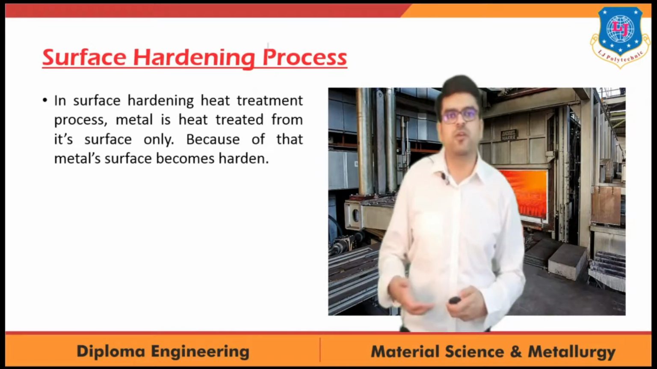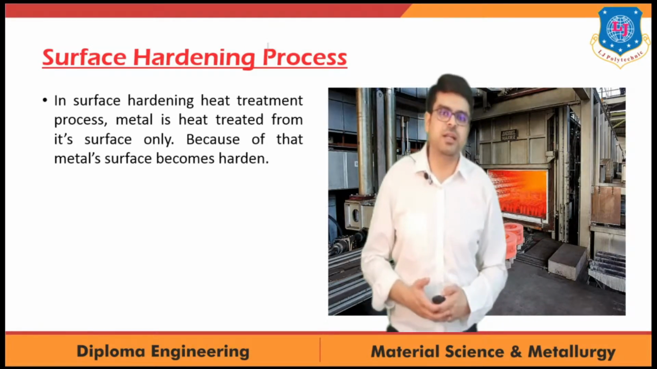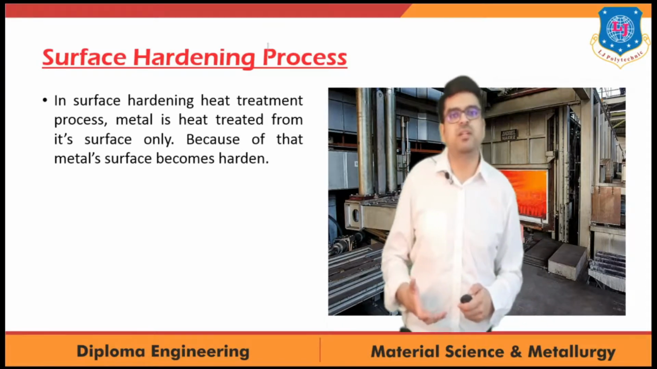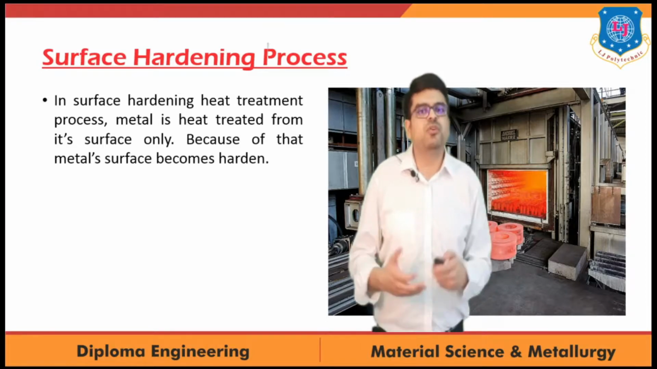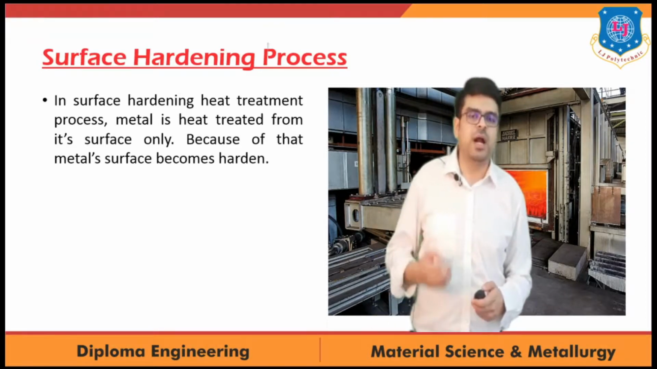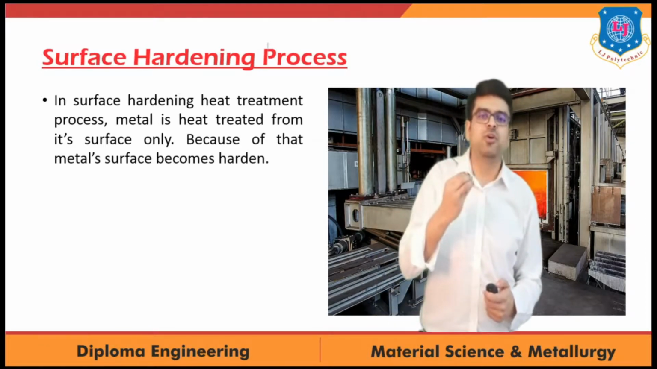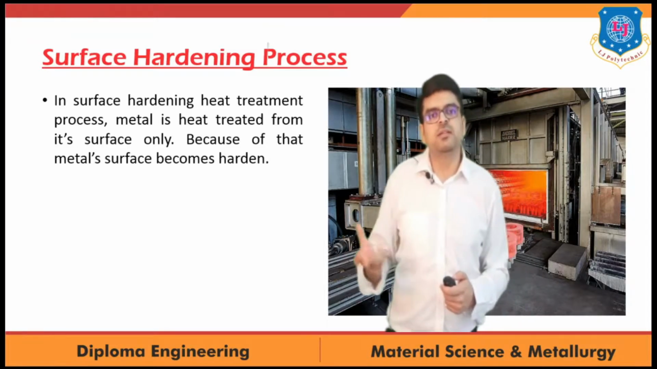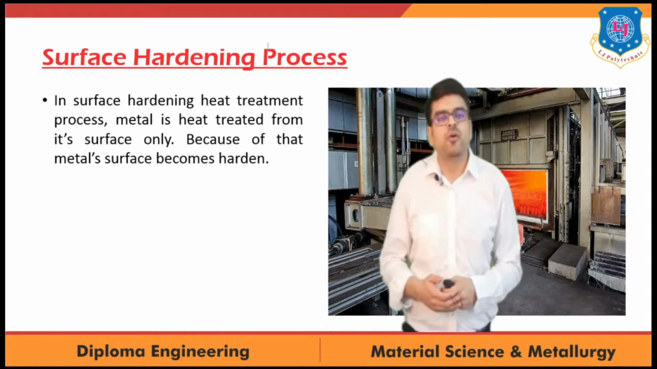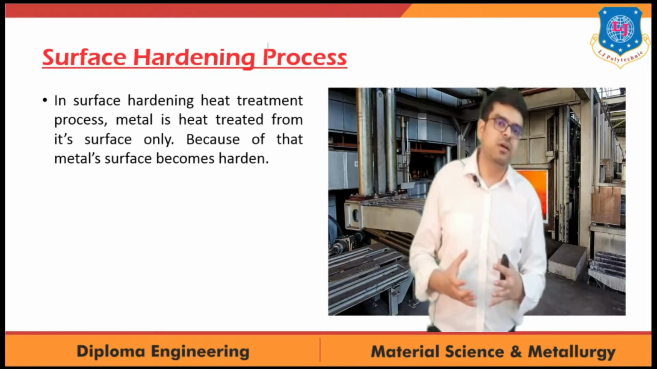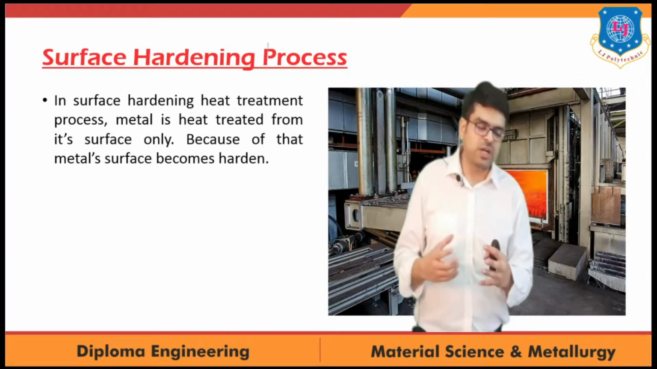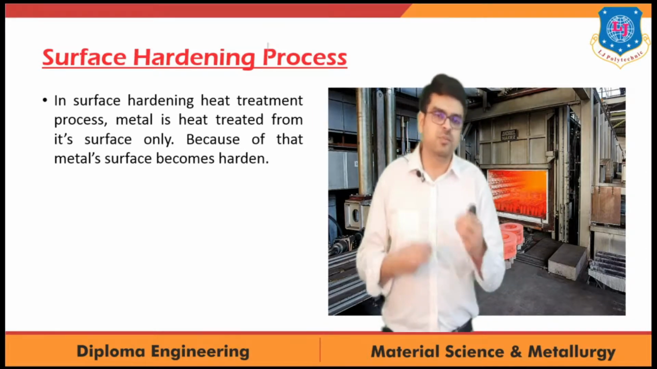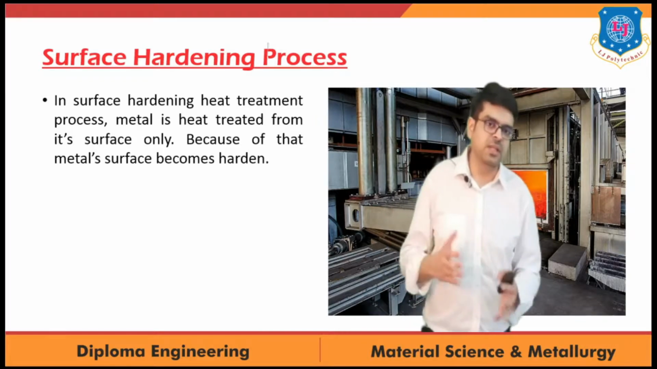So what is surface hardening? In surface hardening heat treatment process, metal is heat treated from its surface only. Because of that, the metal surface becomes hardened, but its core remains softer than its surface. So from outside our metal becomes harder, but from inside it is much softer than the rest of the body.